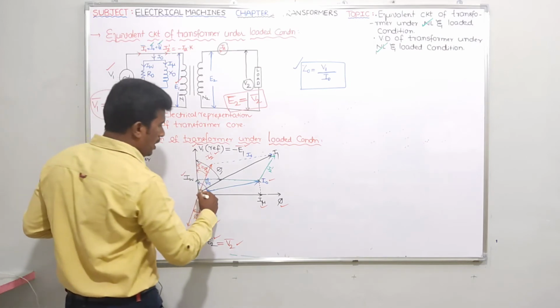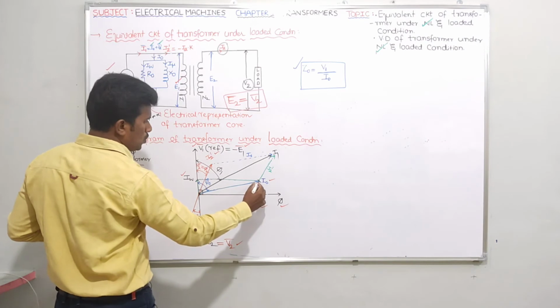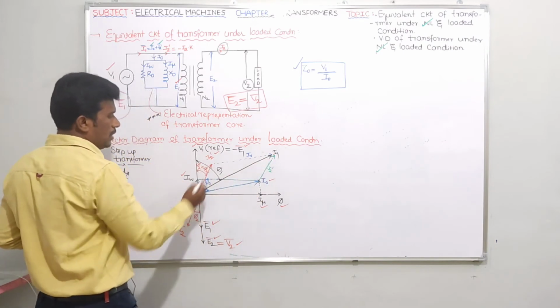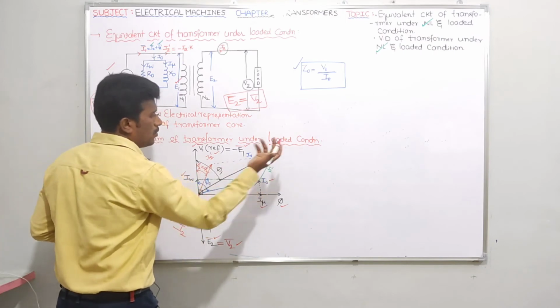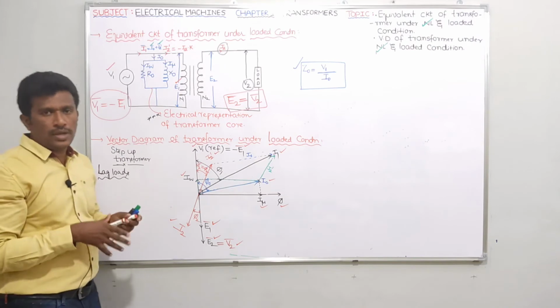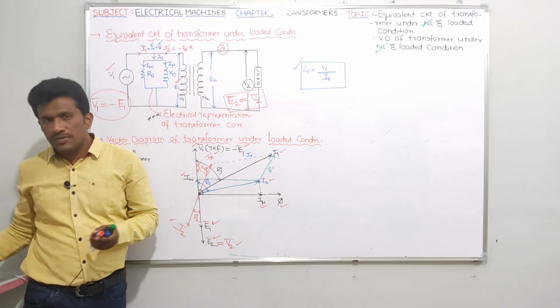And the vector sum of I0, you already know. To this I0, let me add the I2 dash vector, and you will get I1. Or to this I2 dash vector, let me add I0, and you will get I1 once again. Like this, please try to follow in a systematic way, so that the vector diagram becomes very easy for you.